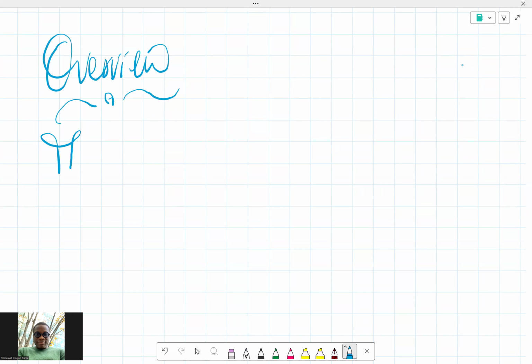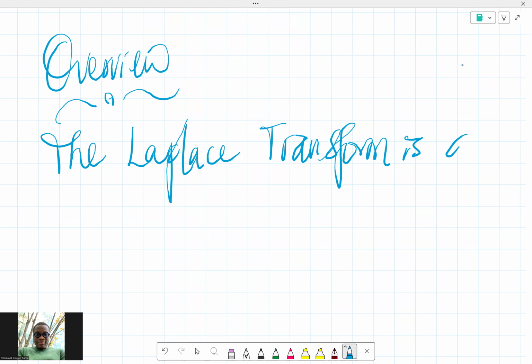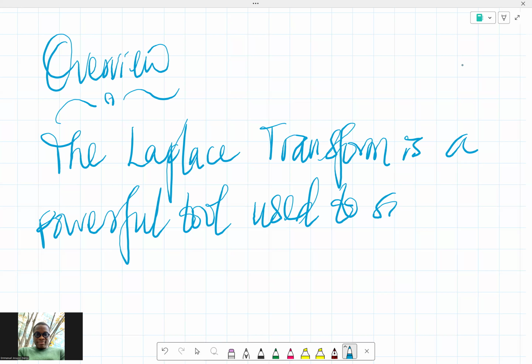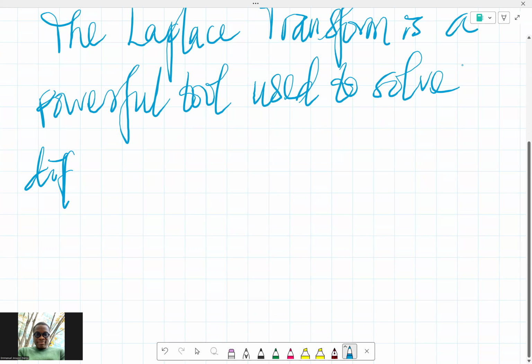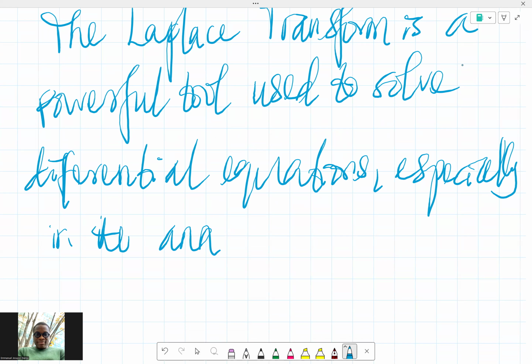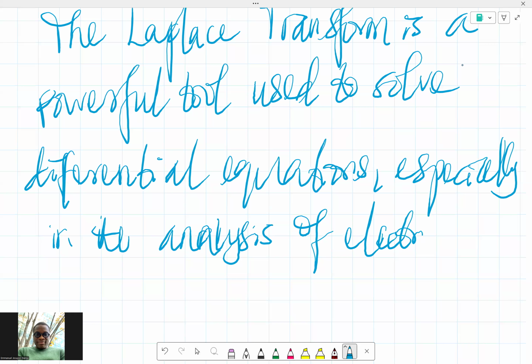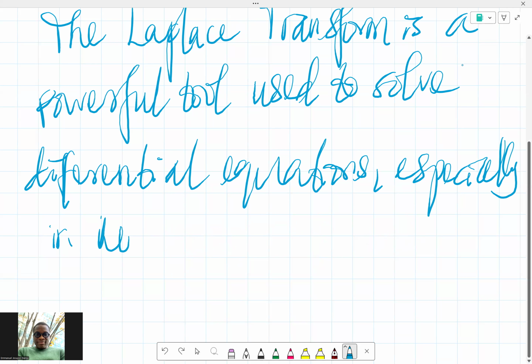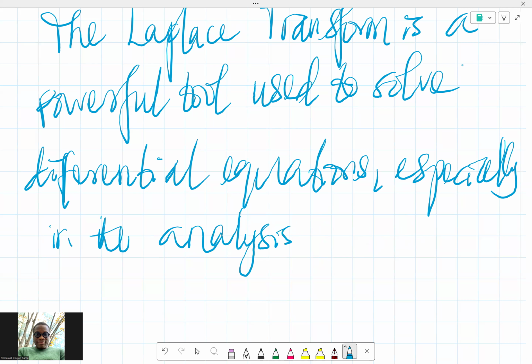Let's have an overview of this. Again, we know that the Laplace transform is a powerful tool used to solve differential equations, especially in the analysis of electrical circuits.